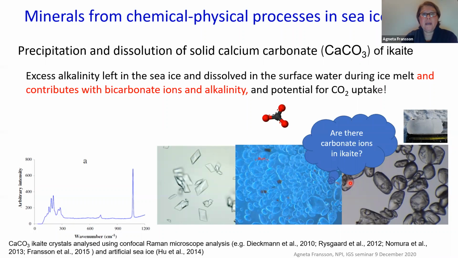And ikaite, as I also mentioned, is formed in sea ice by chemical and physical processes, and it can also form and dissolve. That leaves excess alkalinity in the sea ice, and it dissolves in the surface water during ice melt, and it contributes carbonate ions and alkalinity, and increases the potential for CO2 uptake. These photographs show ikaite crystals, which are formed in sea ice, and they contain calcium carbonate. These crystals are made from artificial sea ice, so they have a very nice shape.